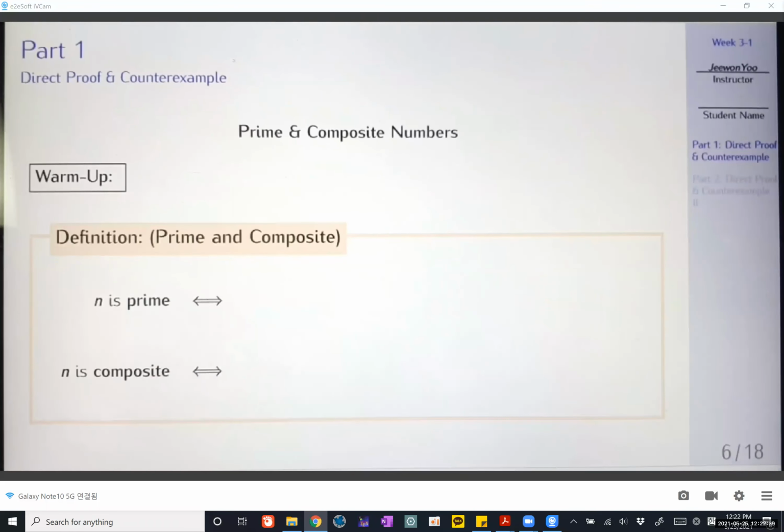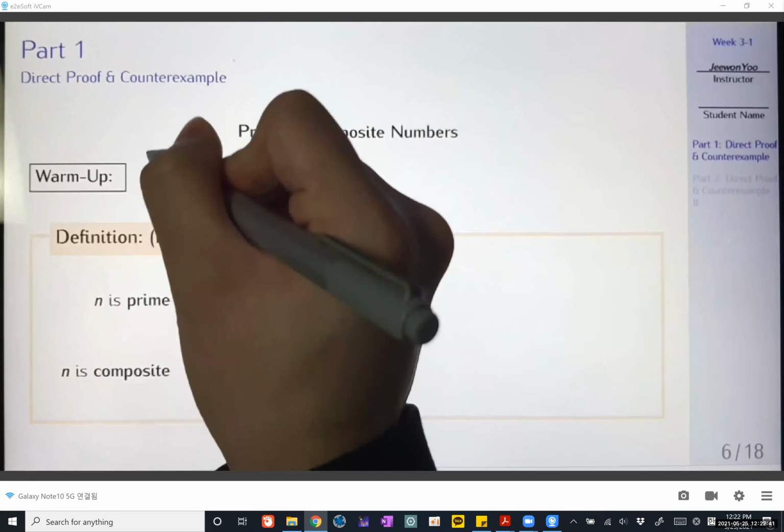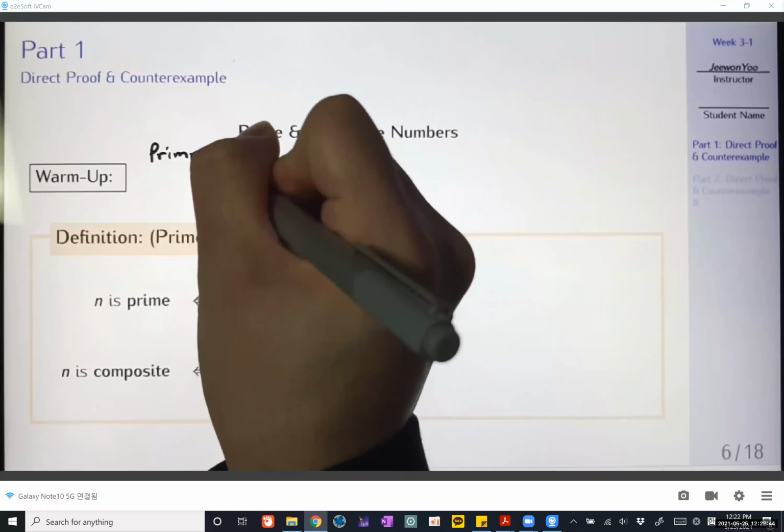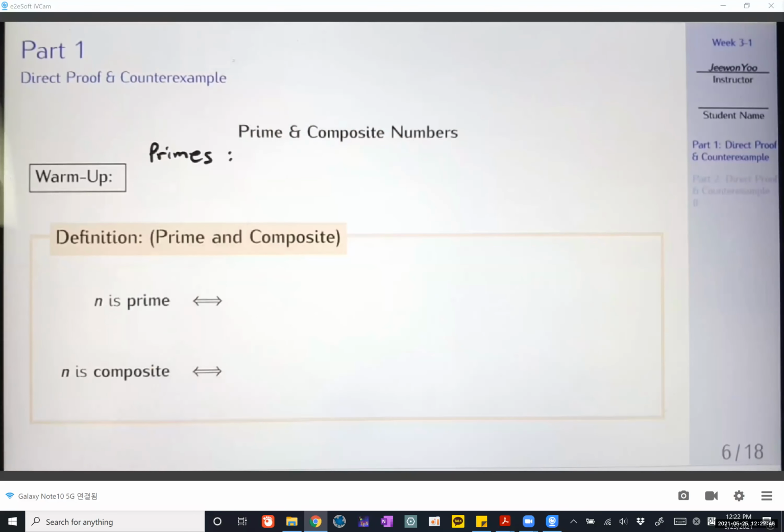So as a warm up, everyone, you guys by now know the importance of prime numbers. And I talked about the Riemann hypothesis. Has anyone actually researched the Riemann hypothesis after Friday's class? Anyone?